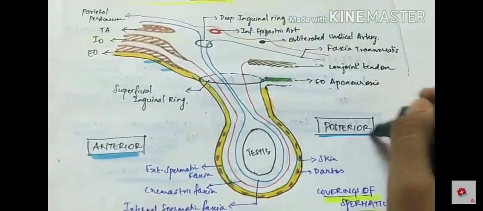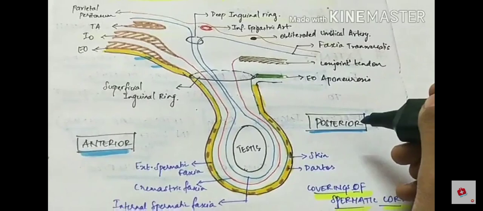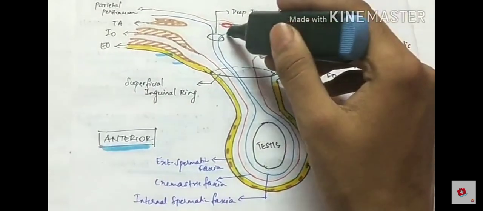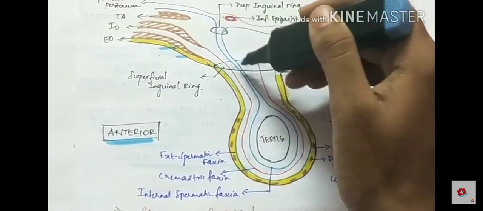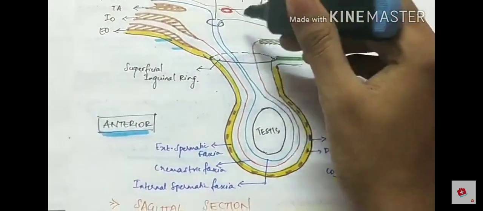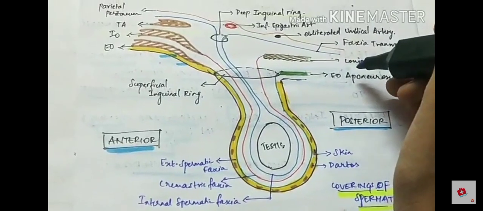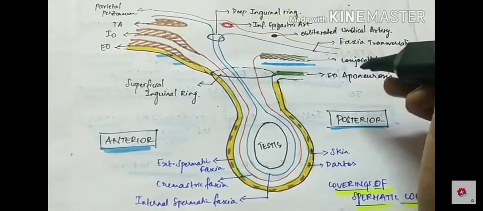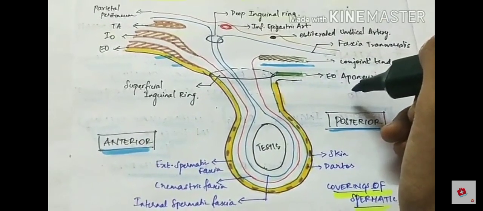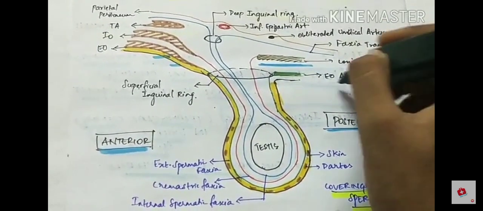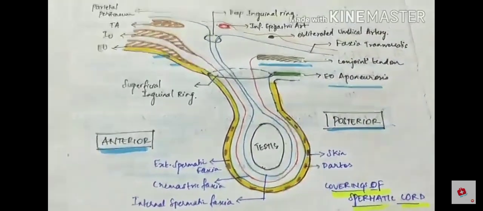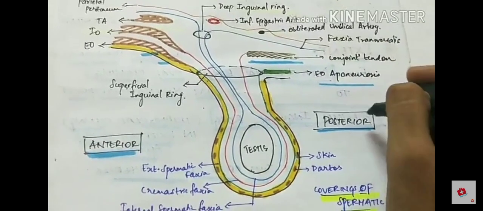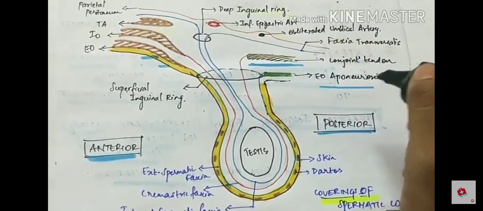And now the posterior wall. This is formed from deep to superficial by the fascia transversalis. The blue line is the fascia transversalis. Next, conjoint tendon in the medial two-thirds, and the external oblique aponeurosis, its reflected part in the medial most. So these form the posterior wall of the inguinal canal.